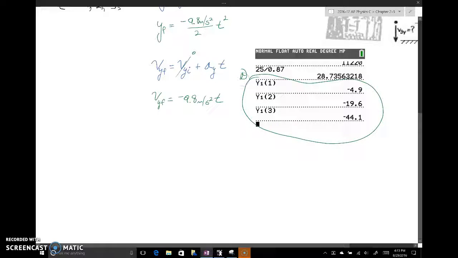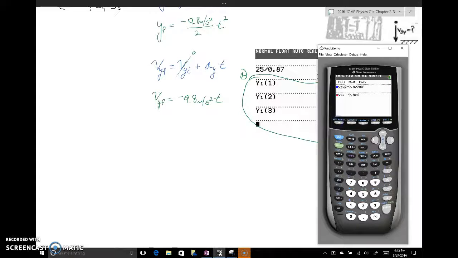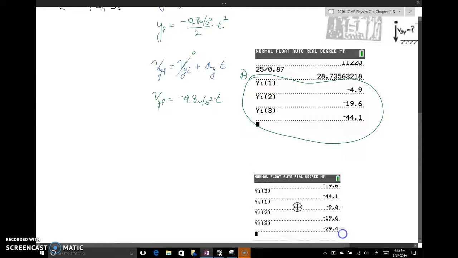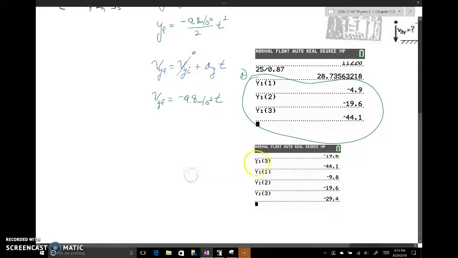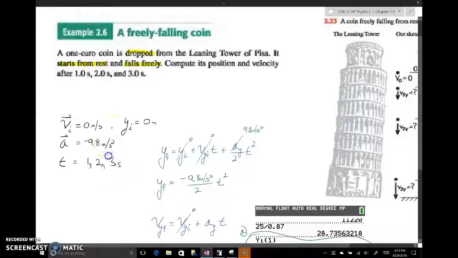For A, and then we can do B. It's going to be y2 vars. And same thing, we're going to evaluate at 1, 2, and 3. So there we go.